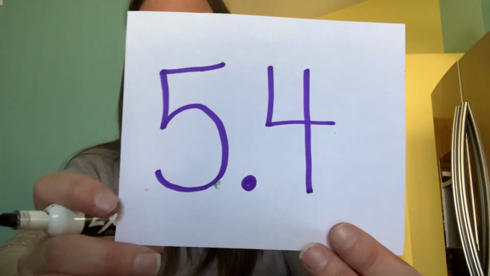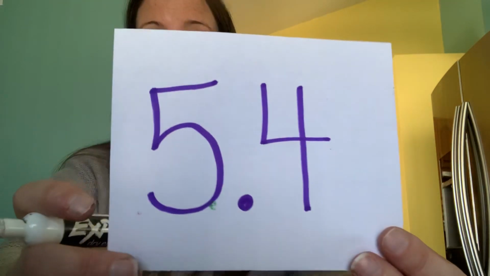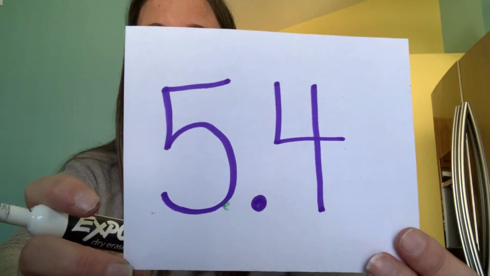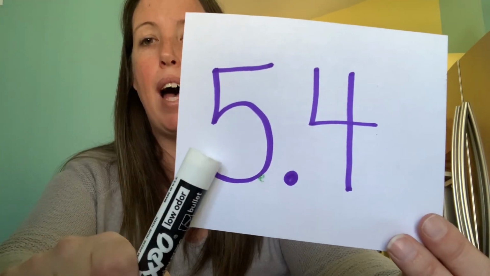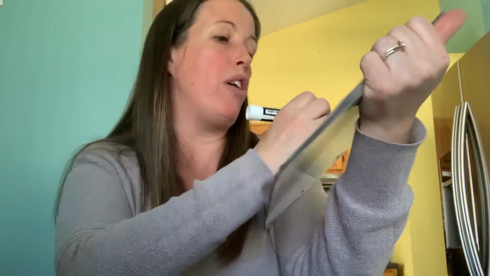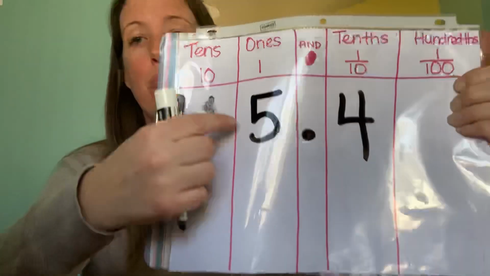All right, last one, try this one. Actually, we'll do 2 more. How do I read this? How do I represent this? All right, I read this as 5 and 4/10. If you weren't sure how to read it, just put it right into your place value mat. 5 decimal point 4, and your mat helps you read it.